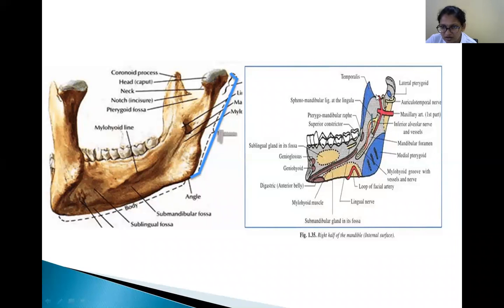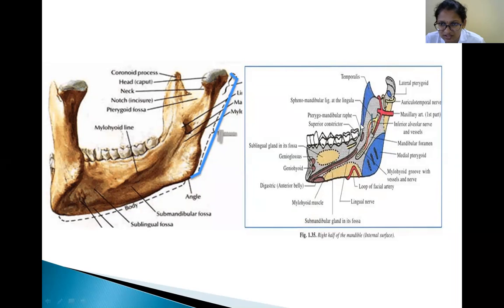Through this mandibular notch, the masseteric nerve and vessels will pass. Sorry, I said auriculotemporal earlier, but it is the masseteric nerve and vessels. This is the mandibular notch, which is present between the coronoid process and the condylar process.